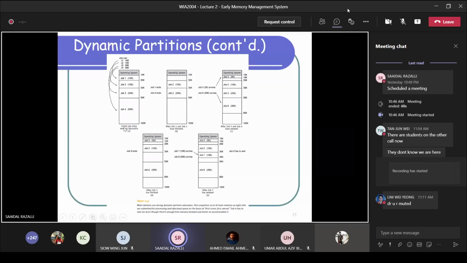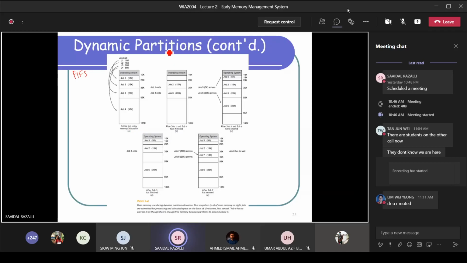So this is first come first serve, FCFS. Job 1 is 10K, job 2 is 15K, job 3 is 20K, and job 4 is 50K. The operating system will take about 10K. Job 1, 10K, will go in here, then job 2, 15K, job 3, 20K, and job 4, 50K. This is the initial job entry and memory allocation.